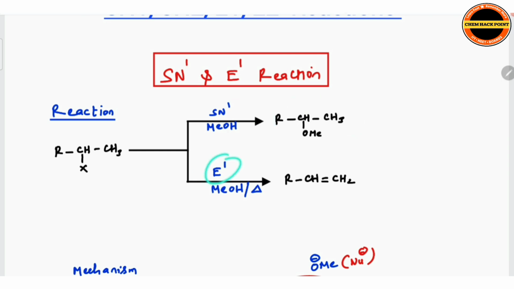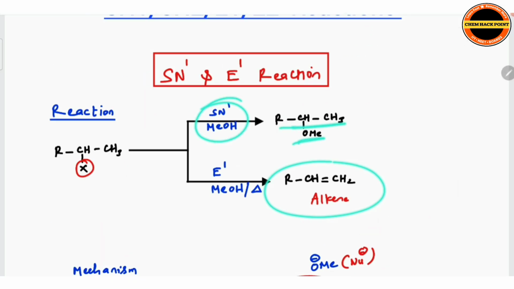But in this case, E1 reaction, elimination, we eliminate X, followed by the beta hydrogen, the hydrogen on the next adjacent carbon, such that we should get more substituted alkene. More substituted alkene meaning more crowded alkene. We will see further what is a more crowded alkene. So elimination reaction will give alkene as major product, above the substitution reaction, if substitution product is found.